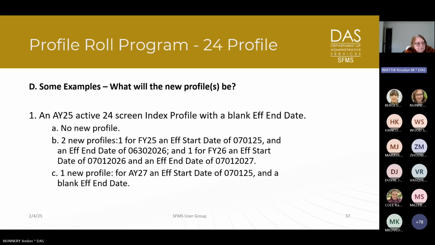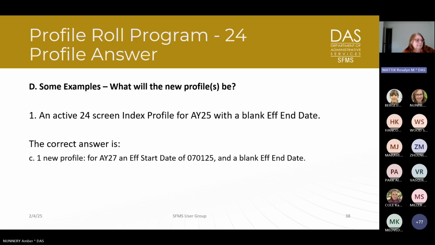An AY25 active 24 screen index profile with a blank effective end date. Will that have no new profile? Will it have two new profiles, one for FY25 and one for FY26? Will it have one new profile for AY27? The next slide, please. So the correct answer for this is it will have one new profile for AY27 with an effective start date of 7/1/2025 and a blank effective end date. Next slide, please, Amber.